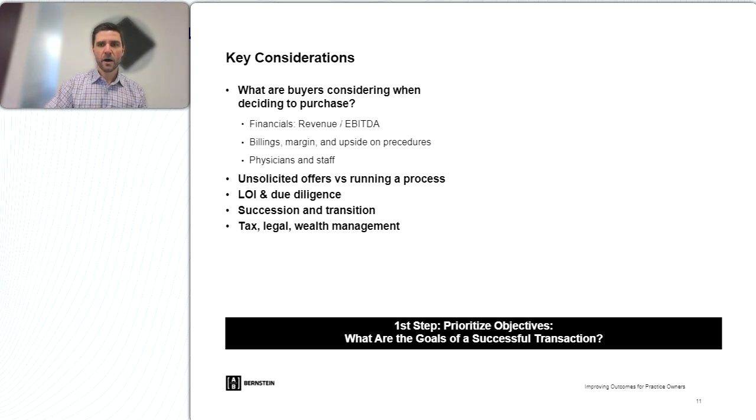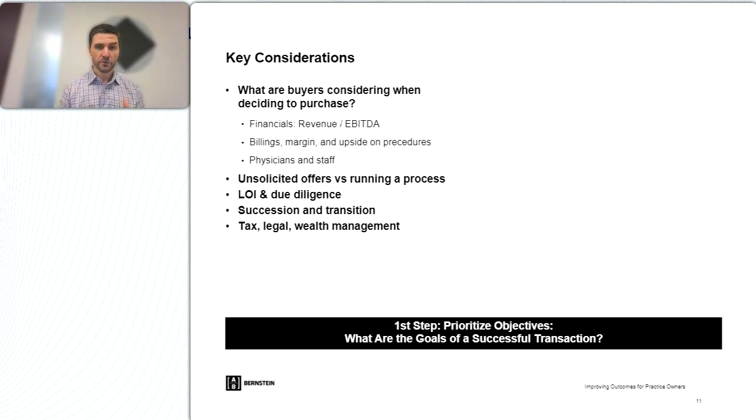But, thinking about unsolicited offers versus running a process, we like to say there's no such thing as a free lunch. If you're fielding an unsolicited offer for your practice, there are things to consider. It might look like the best offer, but that's because it's the only offer. Taking it seems like the quick, easy way out and the quick cash, but it naturally comes with caveats, and it doesn't give you the assurance that you've gotten the best offer in the marketplace because it's the only buyer.